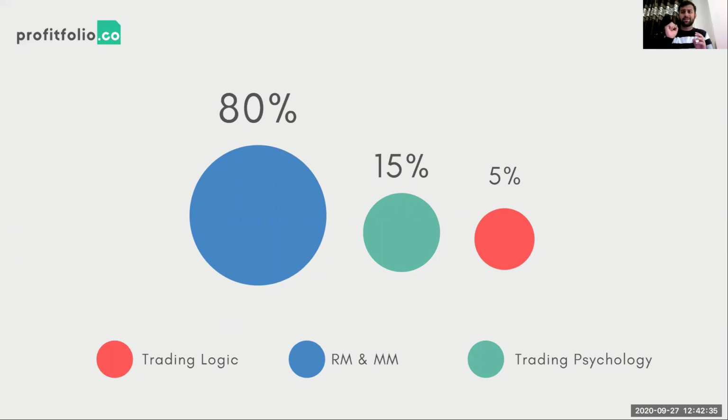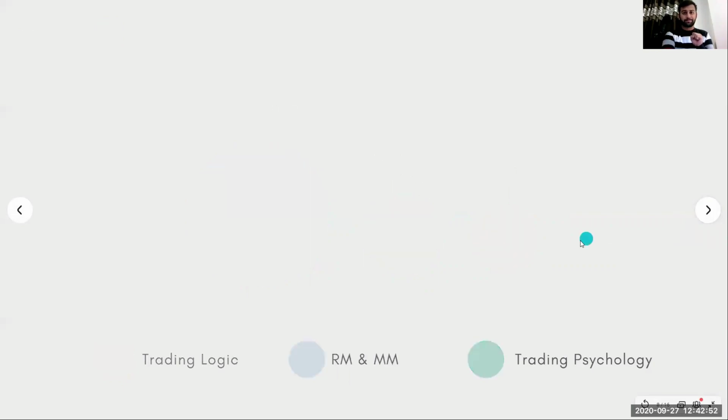And 5% goes to the trading logic. कि हमारा trading logic actually क्या है? What we are trading basically? Are we trading momentum? Are we trading trend? Yeah, we are playing with the volatility, or we are doing the mean reversion thing, right? So that is something that forms part of the 5% only, right?